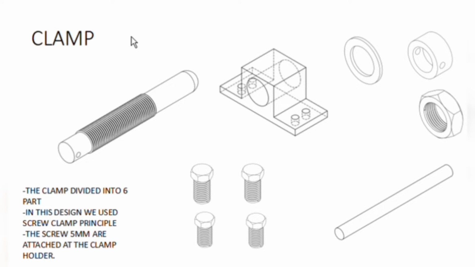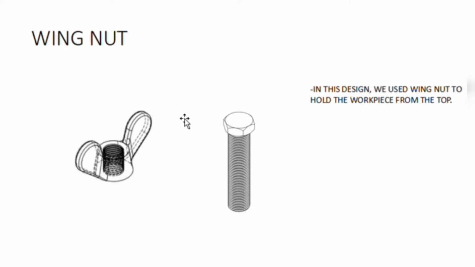This is our clamp. The clamp is divided into 6 parts. In this design, we use the screw clamp principle. The screws are attached at the clamp holder, which is 5mm size. We use a wing nut in this design to hold the workpiece from the top.